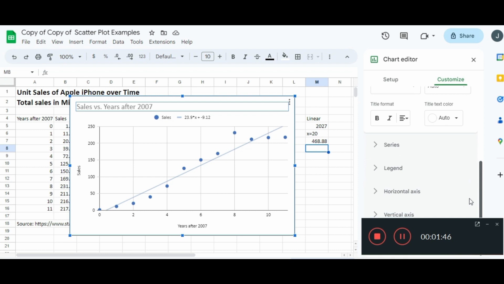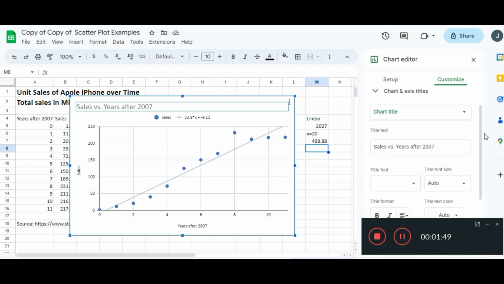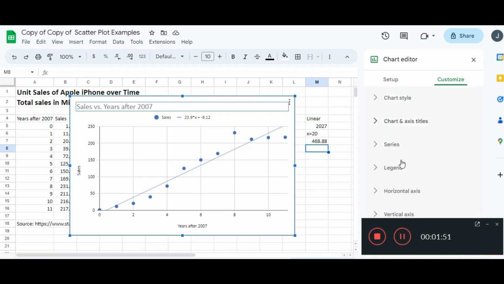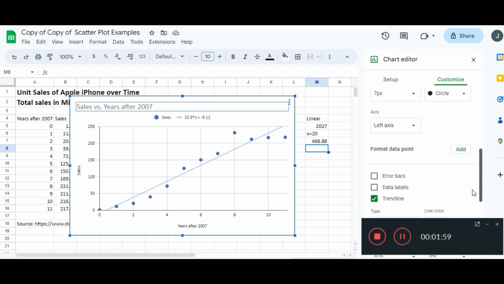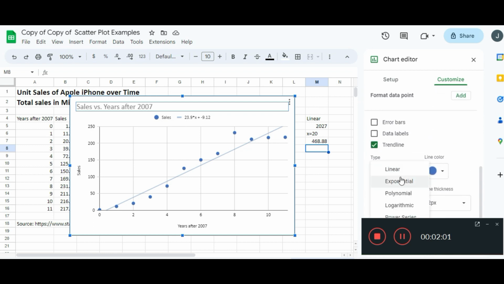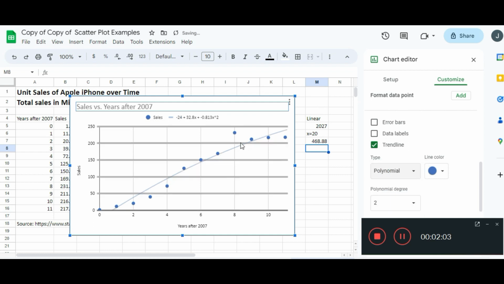I can change the linear model to a polynomial, to a quadratic. So maybe I think it's supposed to be a parabola. So I'm going to scroll down. I'm going to change linear to polynomial degree 2, which is a quadratic.